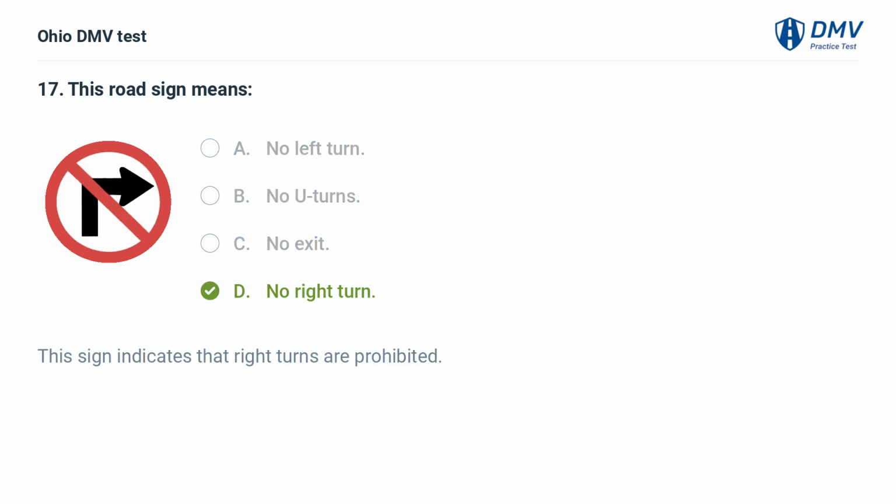D. No right turn. This sign indicates that right turns are prohibited.